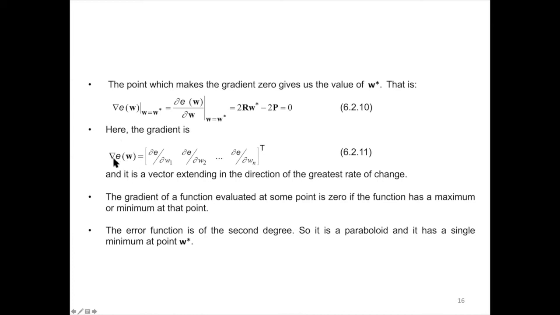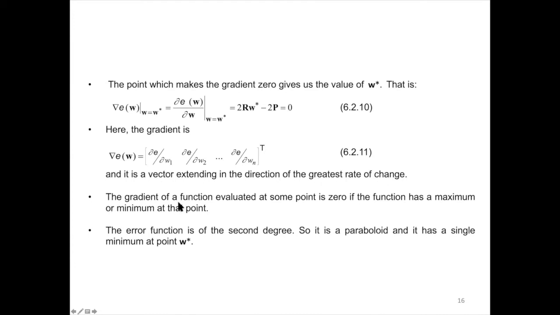Here, the gradient of the error at W is a vector. The first term is the partial derivative of E with respect to W1, the second term is the partial derivative of E with respect to W2, etc., up to the partial derivative of E with respect to Wn, and we have to consider the transpose of this row vector. It is a vector extended in the direction of the greatest rate of change.